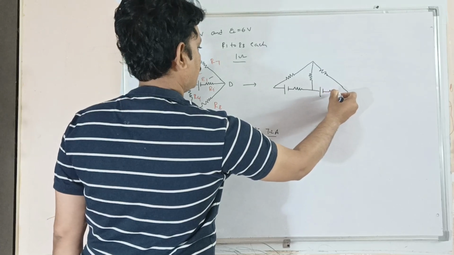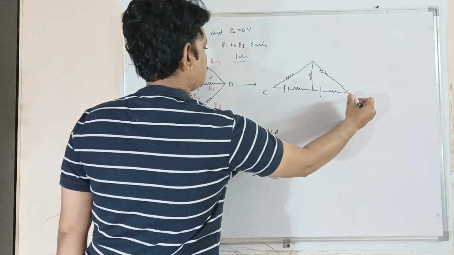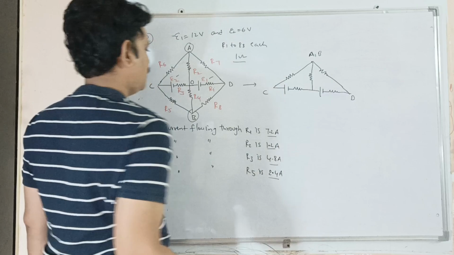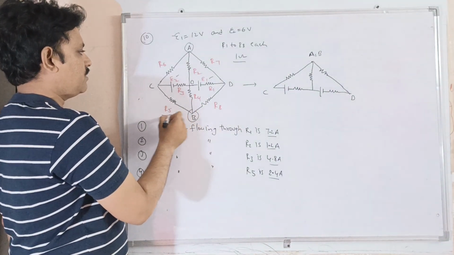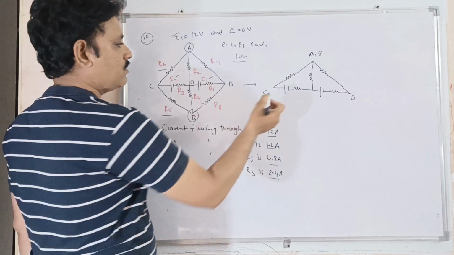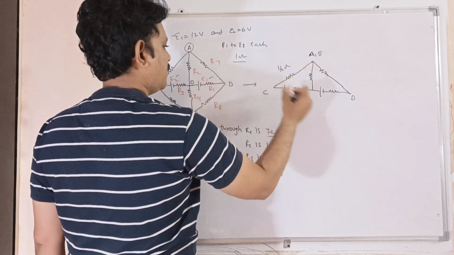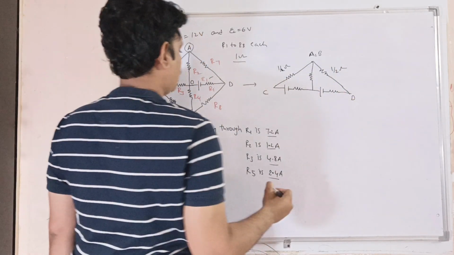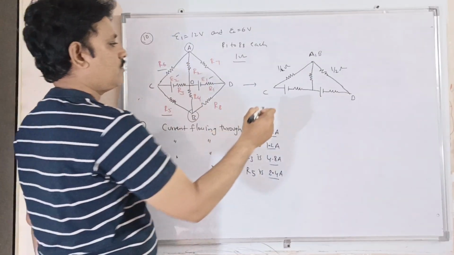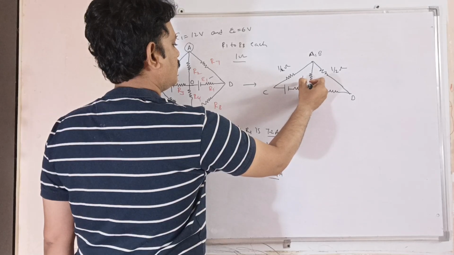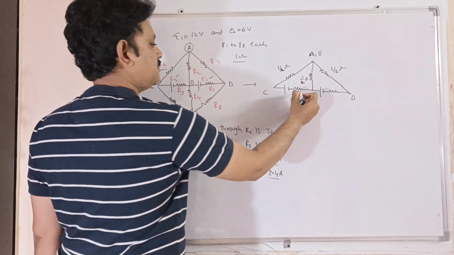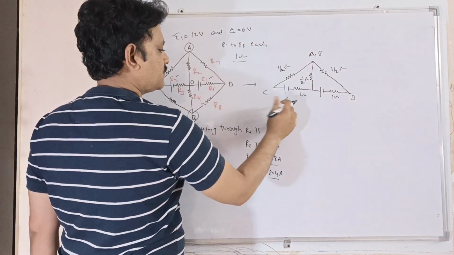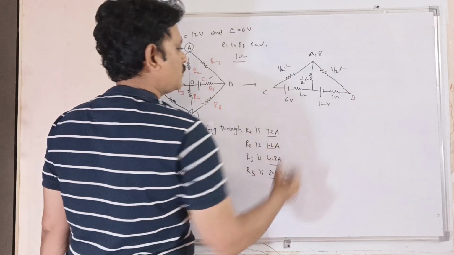This is EMF. CD points and AB points are merged here, and when AB points are merged here, R5 and R6 are parallel, so that 1 and 1 ohm is parallel. This is 1 by 2 ohm, and here also R7 and R8 are parallel, that is 1 by 2 ohm, and this is R4 and R2, this is 1 by 2 ohms, and this is 1 ohm, this is 1 ohm generally, and this is 6 volts and this is 12 volts.